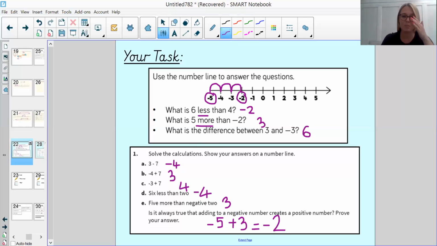So I haven't got a positive number. Although I've added on a number, I haven't quite reached the 0 where the numbers turn into positive, because I've added on 3, which hasn't taken me up to the 0. So it isn't always true that adding to a negative number creates a positive number. Well done if you found a different question that proved that statement incorrect.